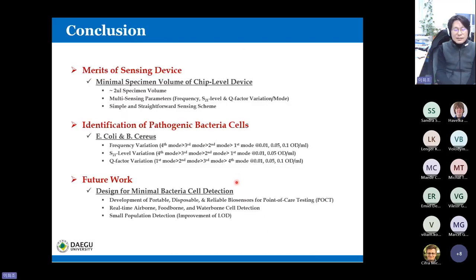Okay. This is the final slide. This is our conclusion. Our sensing device has several merits, such as a small specimen volume, multi-sensing parameters, as mentioned before: multi-frequency, S21 amplitude, and Q factors, and straightforward sensing schemes. In addition, we could confirm discrimination between E. coli and Bacillus cereus at the test concentrations.